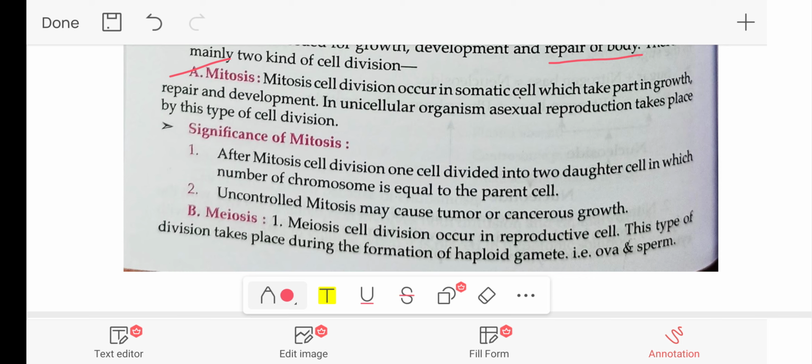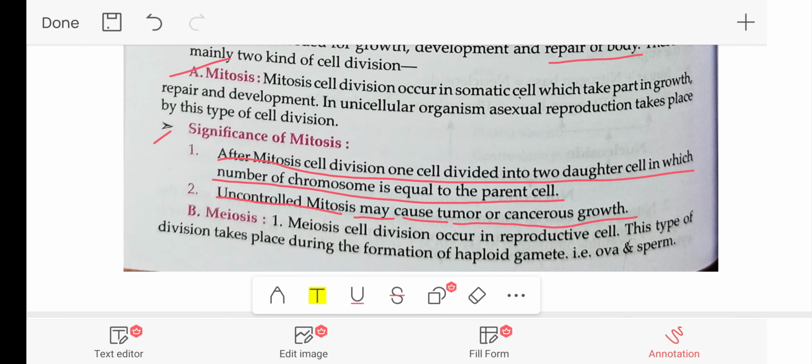Now, significance of mitosis. After mitosis cell division, one cell is divided into two daughter cells in which the number of chromosomes is equal to the parent cell. And the second significance of mitosis is that uncontrolled mitosis may cause tumor or cancerous growth. Meiosis.